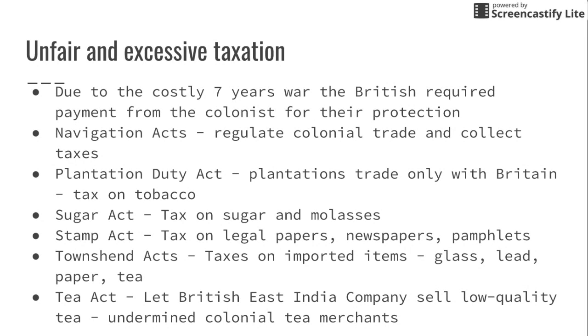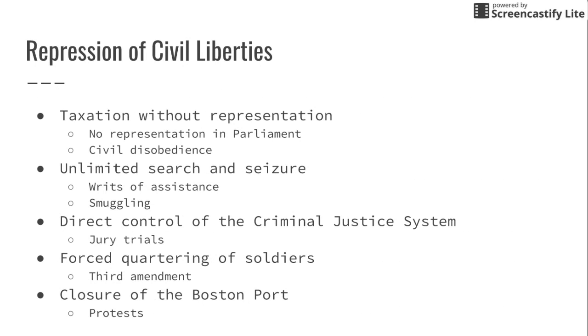on legal papers, newspapers, pamphlets, the Townshend Acts, which were taxes on imported items, glass, lead, paper, tea, etc., and then the Tea Act, which let the British East India Company sell low quality tea, undermining colonial tea merchants. And although these taxes weren't necessarily very expensive for the colonists, they were something unseen that the colonists had never experienced before. So due to this, the colonists had a major uprising against taxes, and they were not very happy with them. So the second point that we chose was the repression of civil liberties.